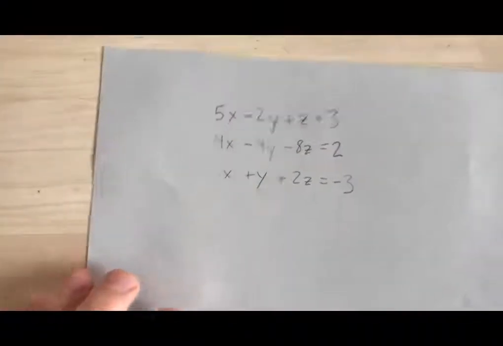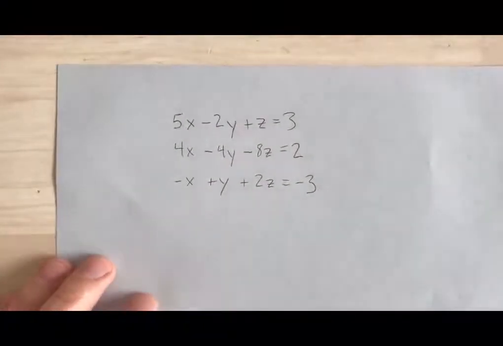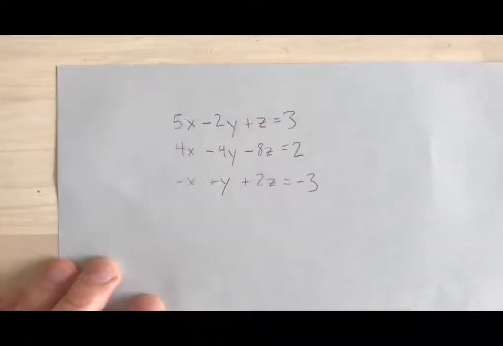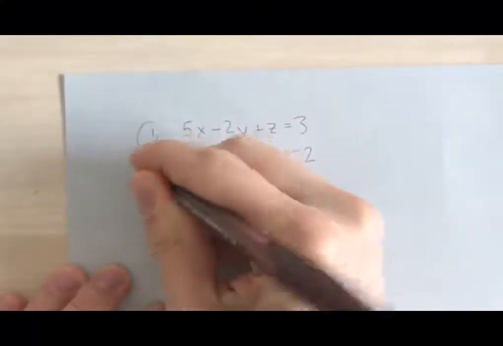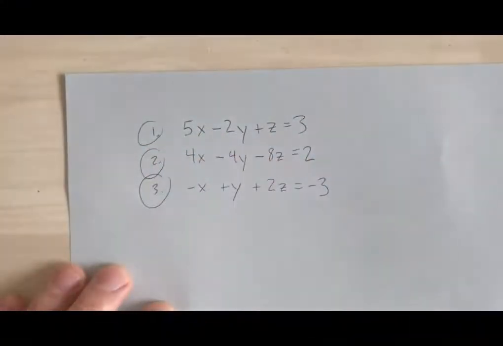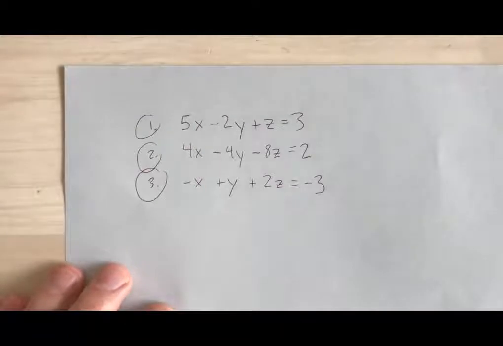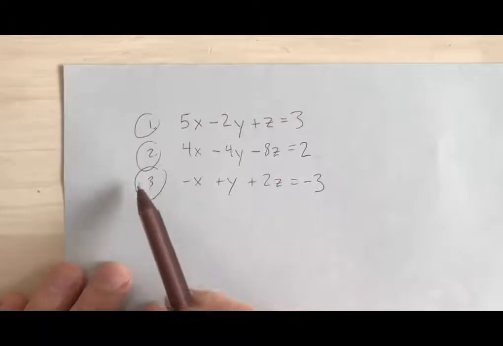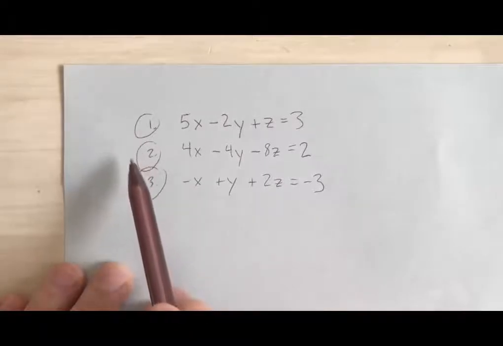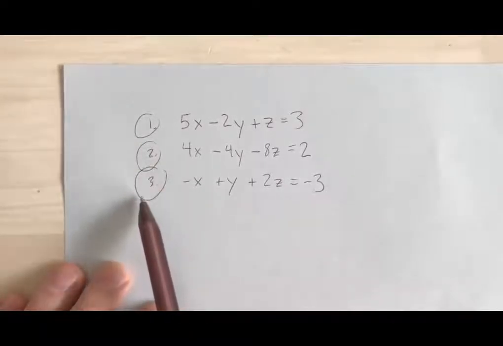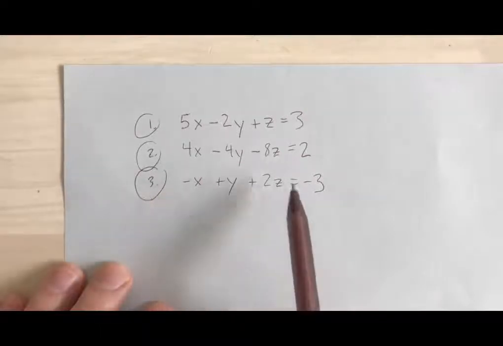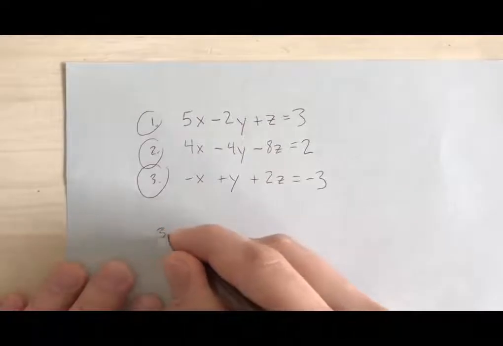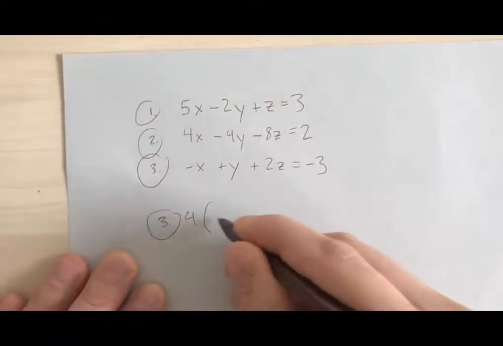On the flip side, let me show you another situation that might show up. Let's label these ones 1, 2, 3, and let's try to solve this. Same thing. Let's try to eliminate z's this time. So I'm going to pick 2 and 3, and I'm going to multiply the bottom one by 4 to make the z's opposite, so negative 8 and then positive 8. So I'm going to take equation 3 and multiply it by 4.